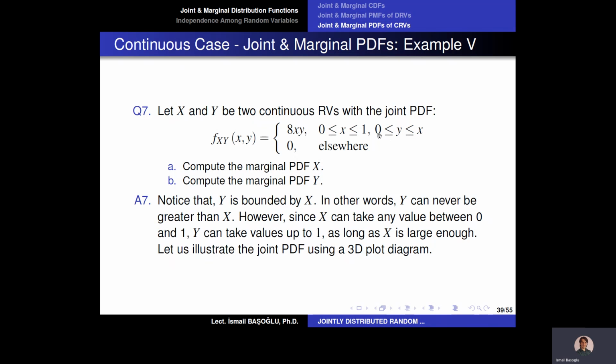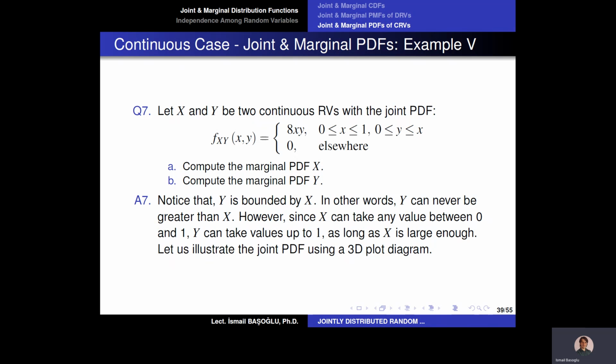Again, the lower bound is 0. However, it says the random variable y can never be greater than random variable x. So first, the realization of the first random variable occurs. The first random variable can take any value between 0 and 1. However, given the value of the first random variable, the second random variable can only take values between 0 and that realization of the first random variable. Therefore, the possible domains of these random variables are dependent on each other.